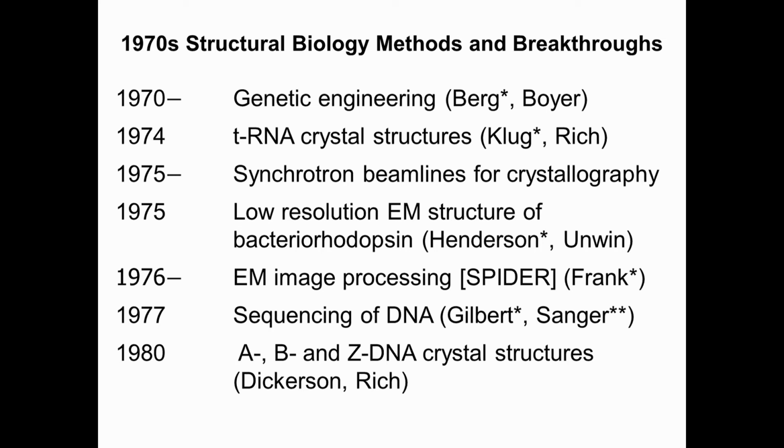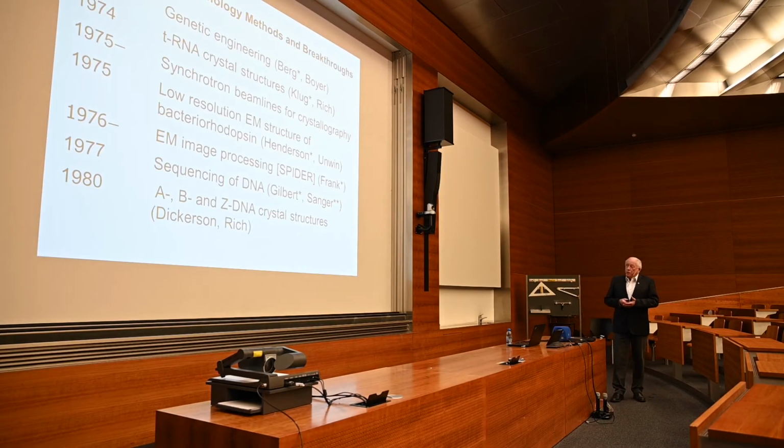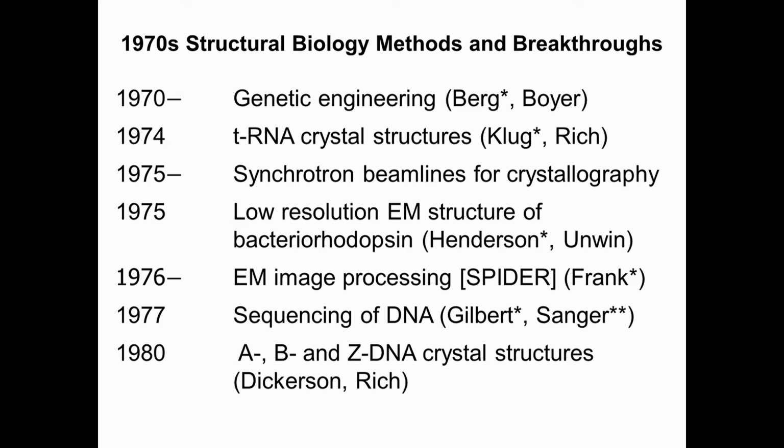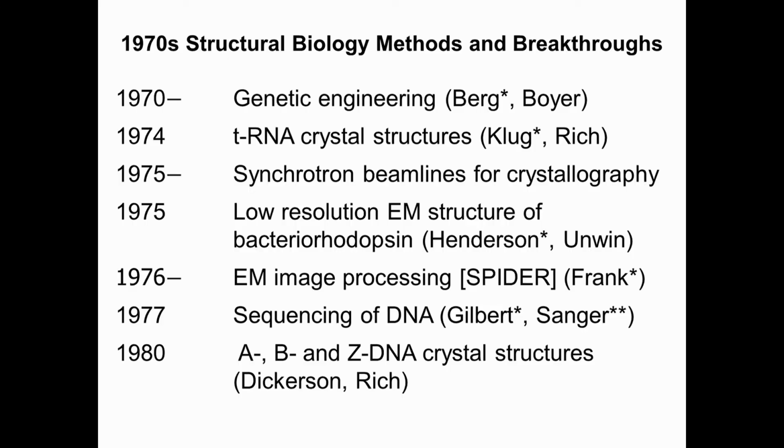Also in 1975, electron microscopy provided a low-resolution structure of a GPCR, bacterial rhodopsin, and Frank developed mathematical methods that made it possible 40 years later to analyze efficiently and correctly data obtained by cryo-electron microscopy. In 1977, DNA was sequenced by Gilbert and Sanger. So Sanger here received his second chemistry Nobel Prize.